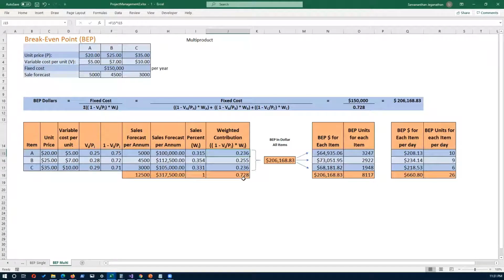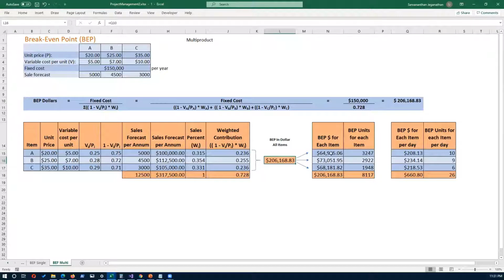Then we sum them together to find the overall weighted contribution, and we divide 150,000, which is the fixed cost, by the sum of all of these weighted contributions. That gives us a break-even point in dollars of $206,168.86 to break even.